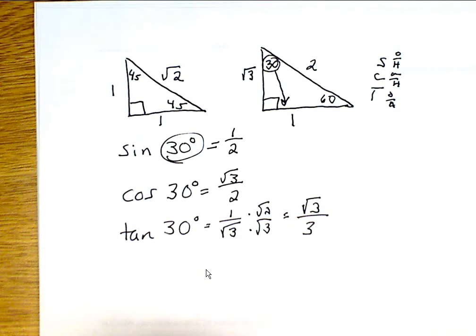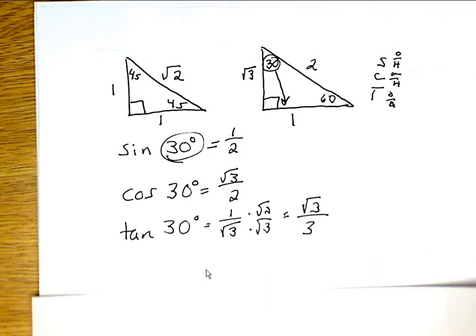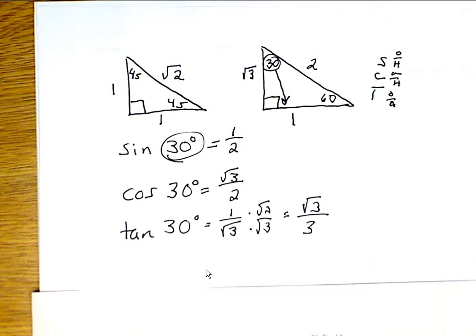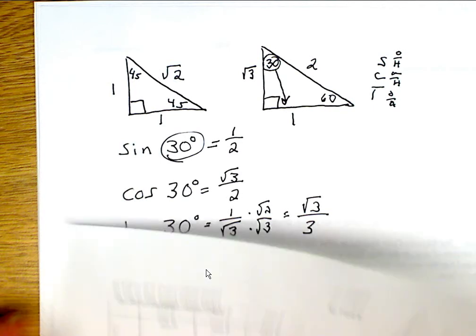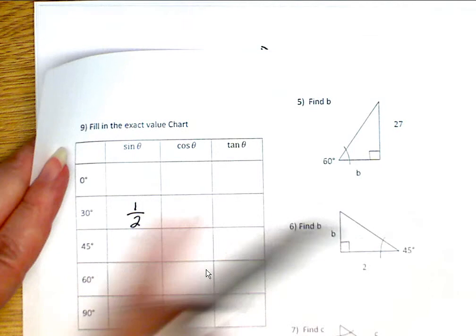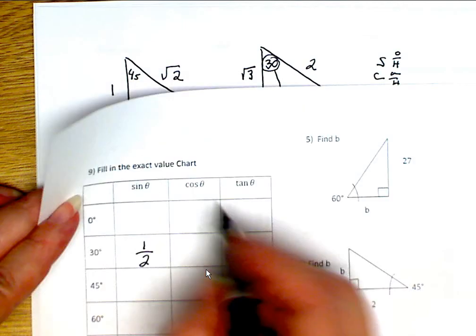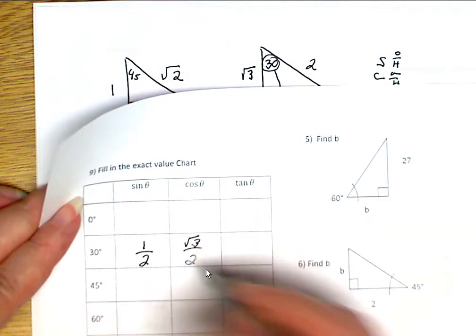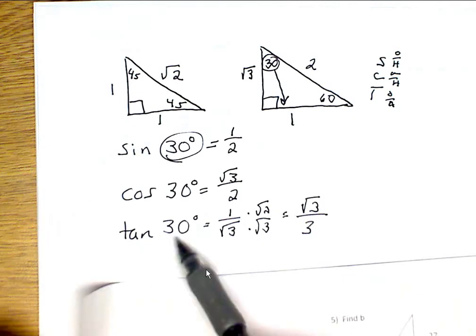Now you have to put these on your paper. Sine of 30 was 1/2. Cosine, so you're putting them right here. Cosine of 30 was square root of 3 over 2, and tangent of 30 is square root of 3 over 3.